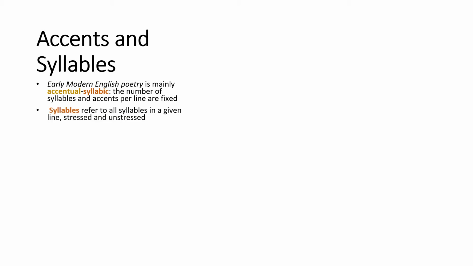Let's talk about accents and syllables. As I mentioned, accentual syllabic is the label we use to characterize early modern English poetry. There are a number of syllables and accents per line that are fixed. Syllables refer to all syllables in a given line, whether they are stressed or not, and the accents are the stressed syllables. Even the word accent has only 1 stress in it, only 1 accent in it.